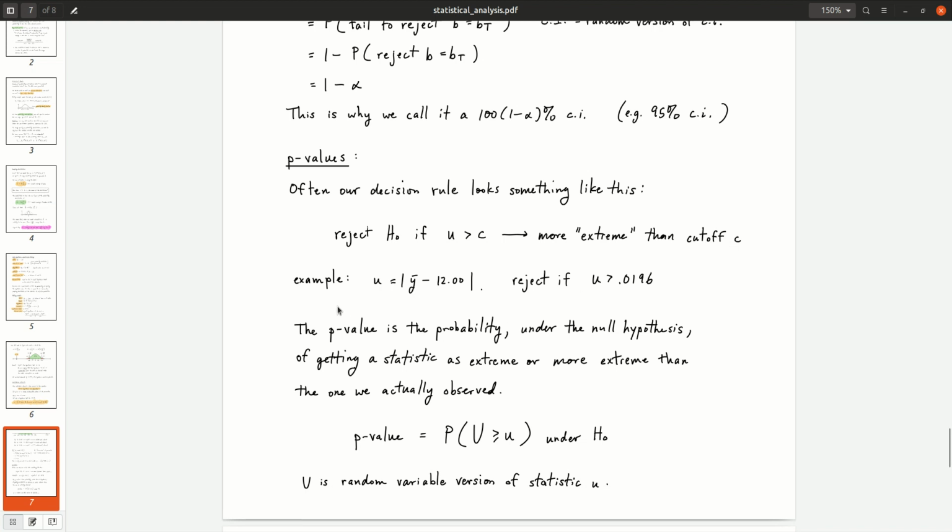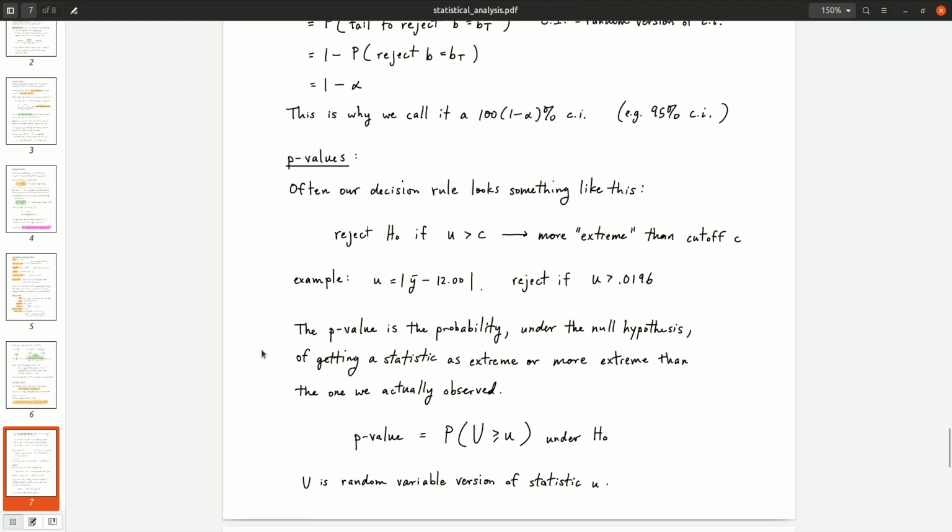So we can restate the hypothesis that we did before. We'll define the statistic itself as the absolute difference between the sample average and 12. This is a little bit different from how we defined the statistic before, but it turns out you get an equivalent test. And then the decision rule works like this: we're going to reject the null hypothesis if this absolute difference is bigger than this cutoff.